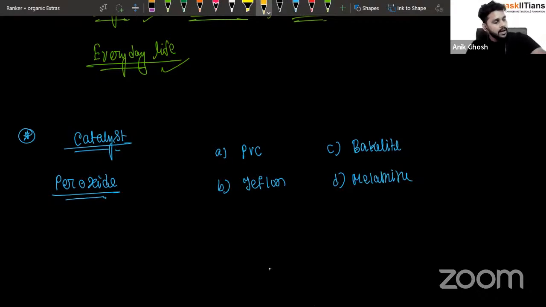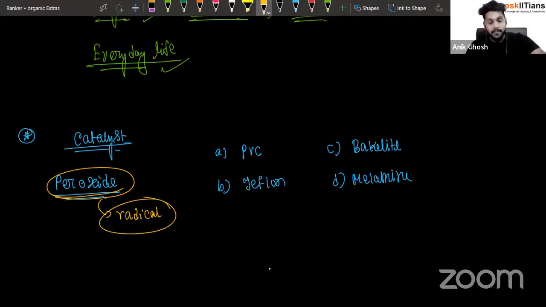Now, you know that peroxide catalyst is needed for the peroxide mechanism, for the radical mechanism. Peroxide is needed for the radical mechanism. Where have you learned this? Anti-Markovnikov addition, right? There you have learned this. So we need them for the radical mechanism.